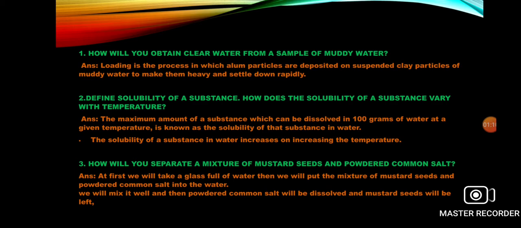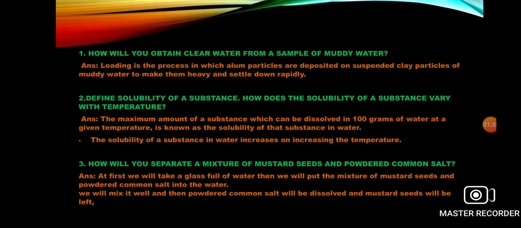Next, question number 2: define solubility of a substance. How does the solubility of a substance vary with temperature? So what is solubility? You all know solute plus solvent equals solution. Solubility is the maximum amount of substance which can be dissolved in 100 grams of water at a given temperature, called the solubility of that substance in water.